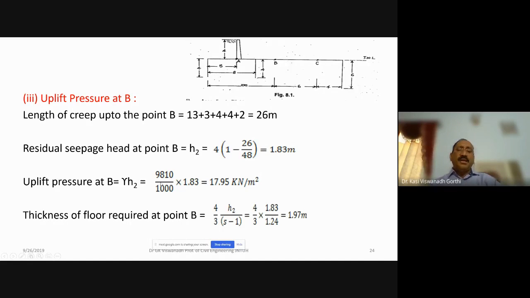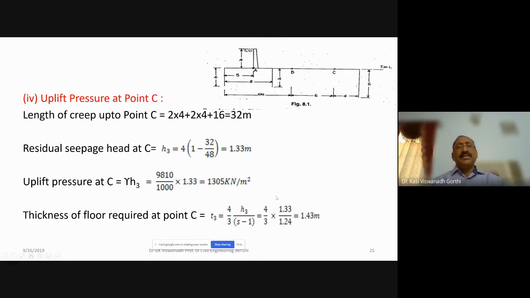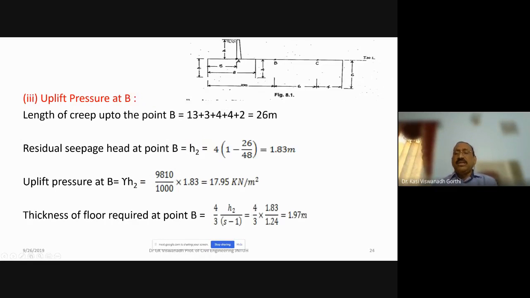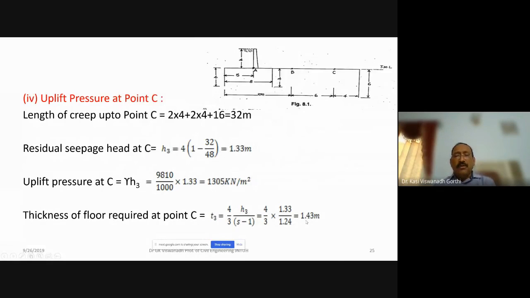Correspondingly, the uplift pressure is gamma H2 and the thickness of the floor will be 4 by 3 into H by (S minus 1), 1.97 meters. Similarly, at point C also, same procedure, 1.43 meters. You may note here, as the distance from the weir is increasing along the downstream portion, we have a reduction in the uplift pressure because the seepage head is getting reduced. Accordingly, the floor thickness also is reduced. See, 3 meters has come down to 2 meters, and then to about 1.5 meters.